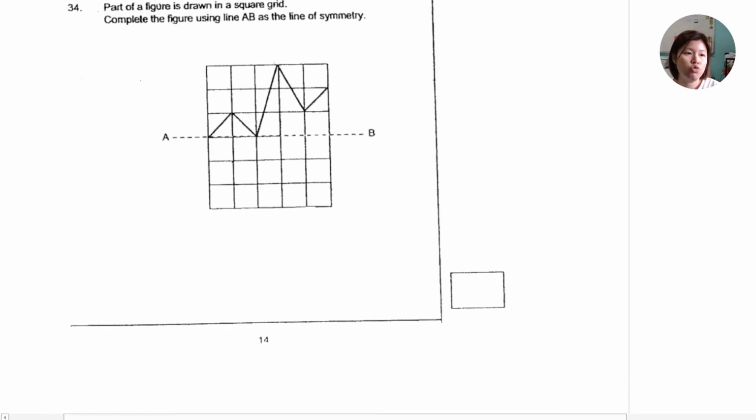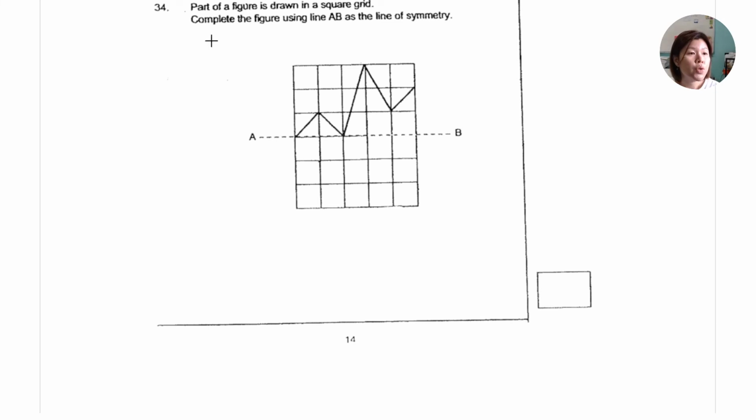This is symmetry. To draw the symmetry of the other side of the image. Okay, if you look here carefully, they already drawn the other part for you. So we can actually follow the grid accordingly. So you see AB is the imaginary line. So we move one grid downwards. So you follow exactly the same as how it is. Okay, and the other side, we move inwards.